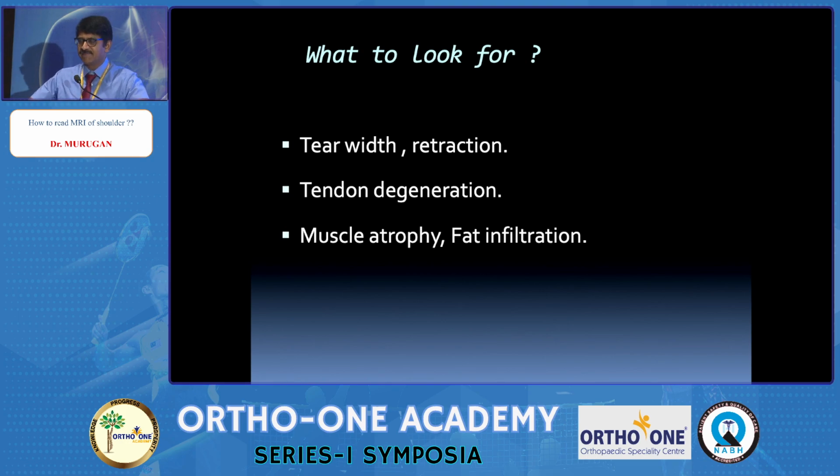The next part, we have covered the basic part. The next one is, which will be very useful for you from the surgical point of view. What do we look for in a rotator cuff tear? And what are the parameters? One is the tear width, retraction, how much it is retracted. What is the quality of tendon, muscle atrophy, and fat infiltration.